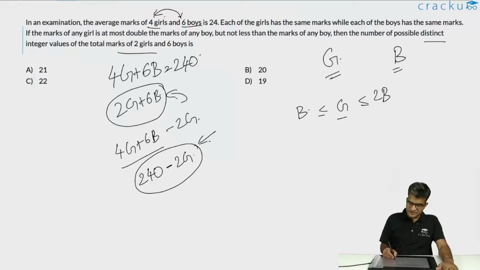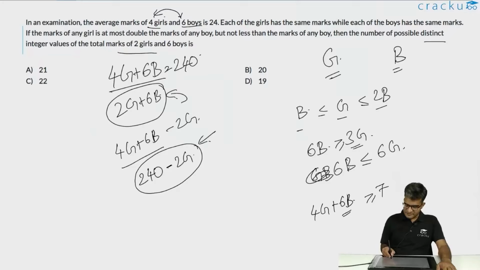Now, because G lies between B and 2B, we know that 6B will be greater than or equal to 3G. And we also know that 6B is less than or equal to 6G. Why are we saying this? Because 6B is greater than or equal to 3G, 4G plus 6B will be greater than or equal to 7G. And because 6B is less than or equal to 6G, 4G plus 6B will be less than or equal to 10G.